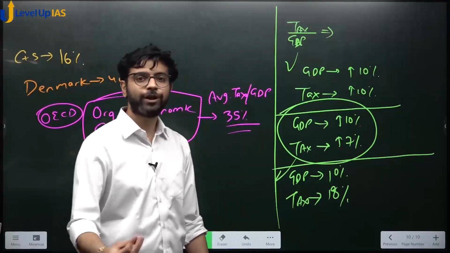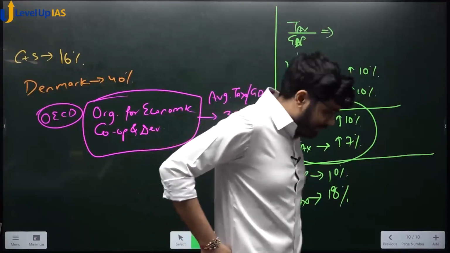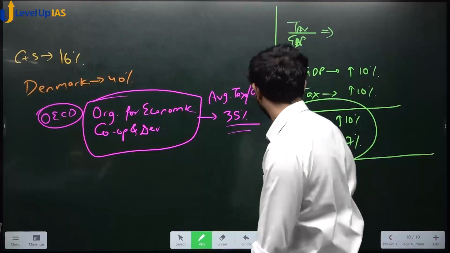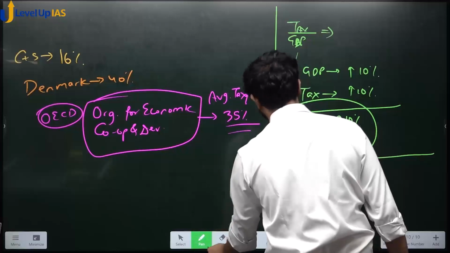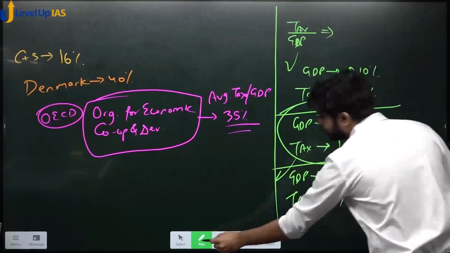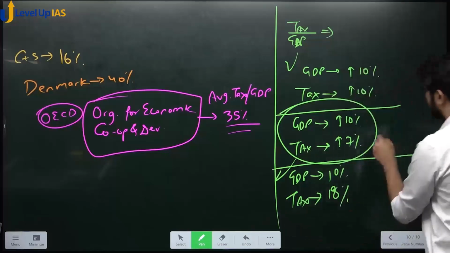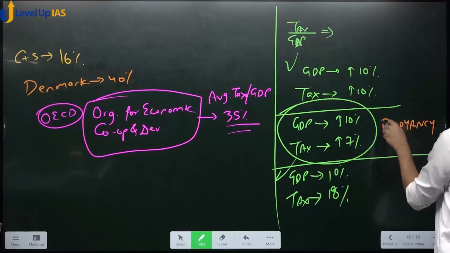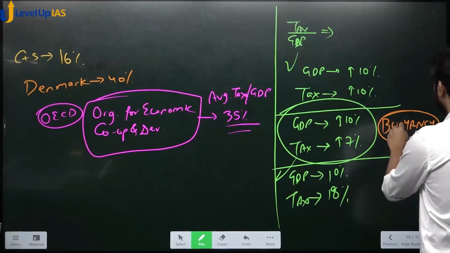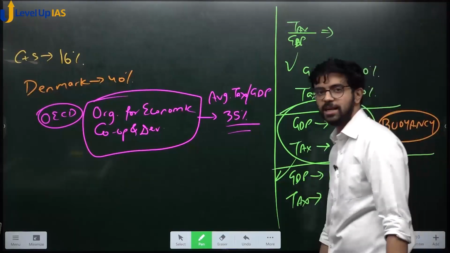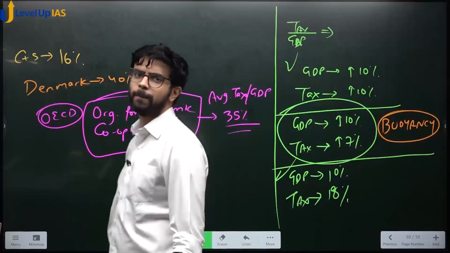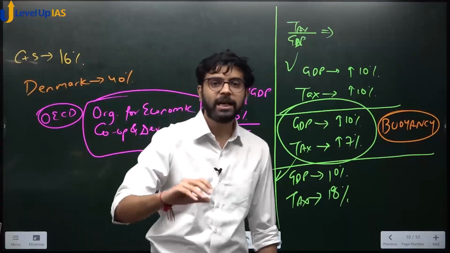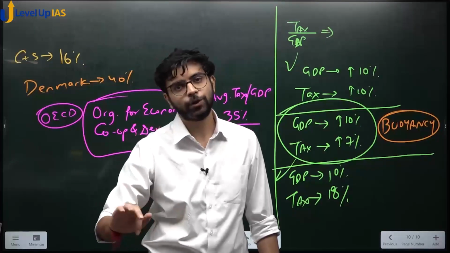Right? Now I am going to teach you one word which you should use every time we speak about tax to GDP ratio. Okay, is it cool? Very cool. That word is called buoyancy. Very important. B-U-O-Y-A-N-C-Y. Buoyancy. It's a very, very, very important term. Buoyancy. What is the meaning of buoyancy? The rate at which tax increases as a proportion to the increase in GDP.